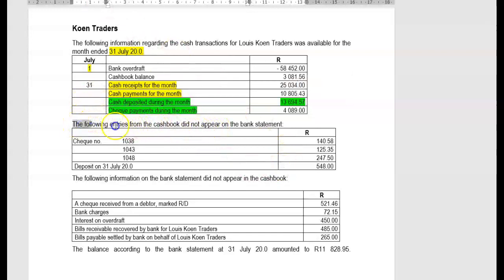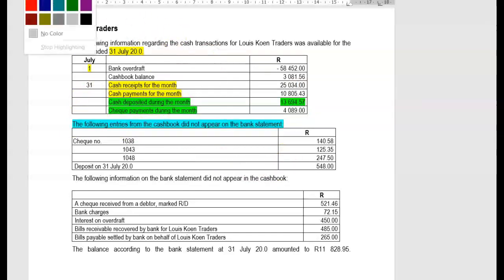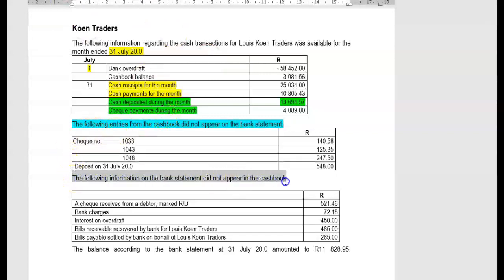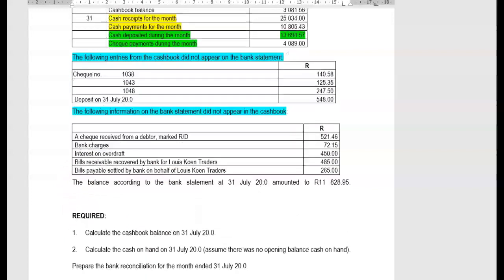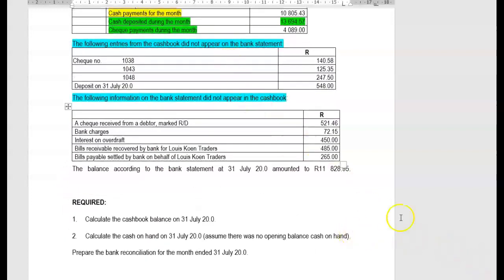Then they tell us that the following entries from the cash book did not appear on the bank statement. And the following transactions on the bank statement did not appear on the cash book. Now, for these transactions, remember what they've done is they've already done the reconciliation here. They've already compared the bank statement with a bank account in the ledger. And they just made a summary of their findings for you, which you have to do something further with.